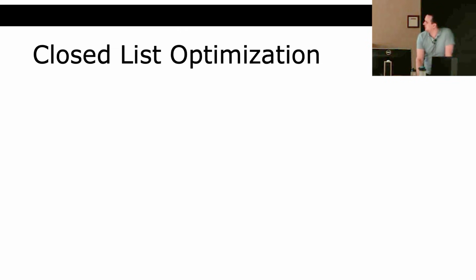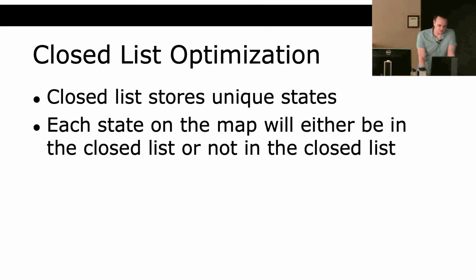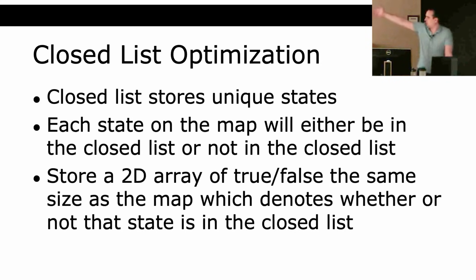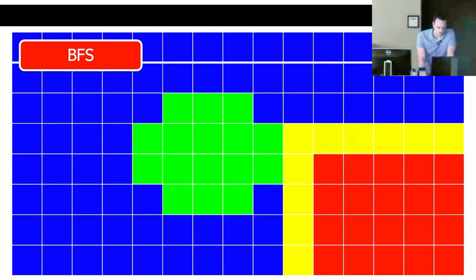Here is a closed list optimization. I've kind of hinted at this already in the hash table lecture, but the closed list stores unique states. Each state on the map will either be in the closed list or not in the closed list. So store a 2D array of true and falses, the same size as the map, to denote whether or not it's in the closed list. And so closed list membership is now constant time, rather than having to look up the entire closed list.